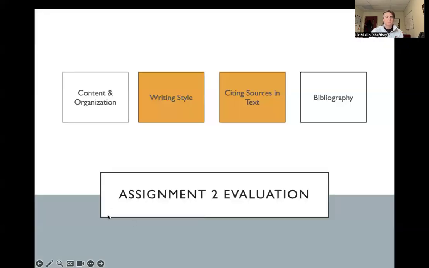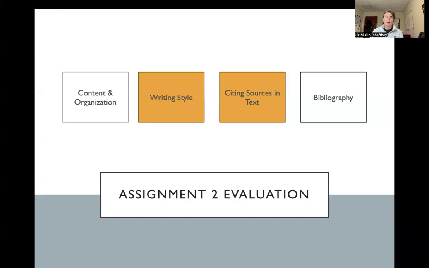So if you look at your assignment 2, the rubric is generally broken down into these 4 areas. The first is content and organization. The second is writing style. The third is citing sources in text, and the fourth is bibliography. We really focused on the bibliography as a part of assignment 1, although you are expected to revise and update your bibliography for assignment 2 based on the feedback you received.